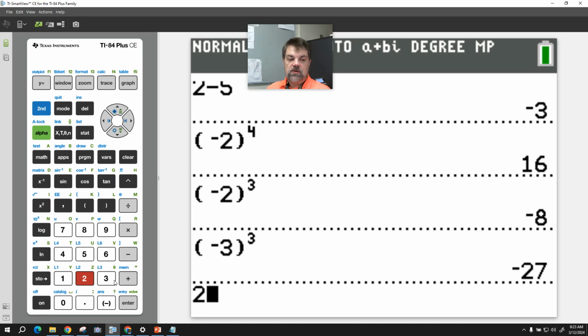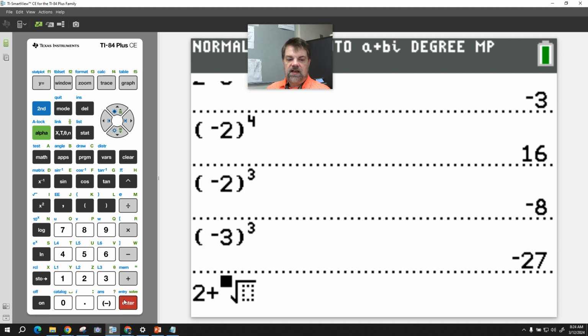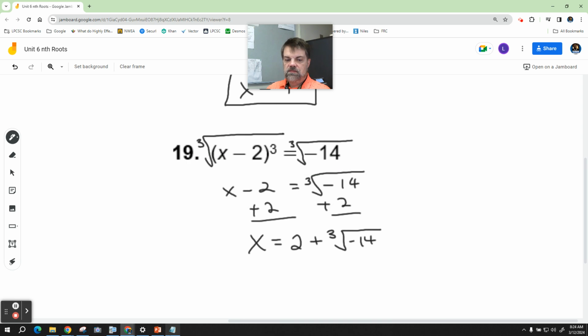So I'm going to say 2 plus, remember we hit the math button. We're going to scroll down here to number 5. And then I'm going to take the cube root of negative 14, hit enter. And I've got negative, if we round to 2 decimal places, it's negative 0.41. So x equals negative 0.41. Okay?